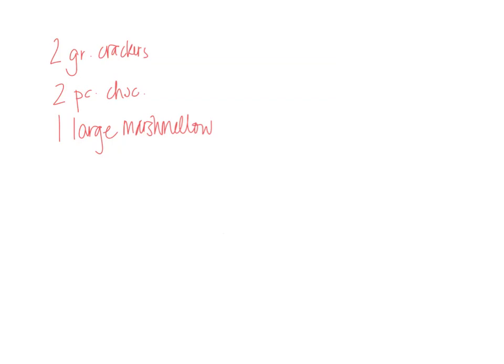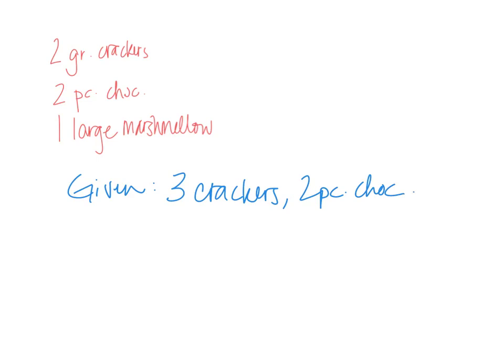And this is the way that this is going to be told in the problem. Let's say that you are given 3 crackers. I'm going to make this first one easy. 2 pieces of chocolate, and 1 marshmallow. Simple. And it wants to know, here's your terminology, which one is limiting. And this is what we think about it as.